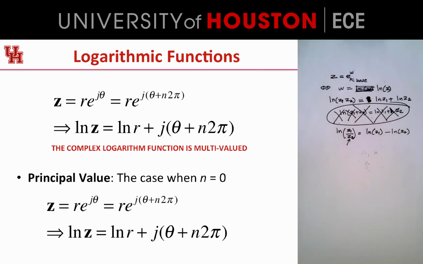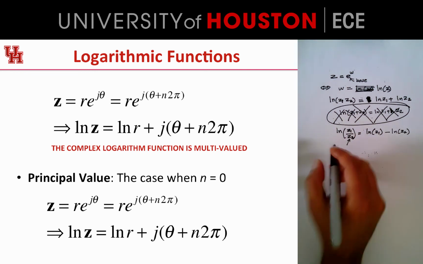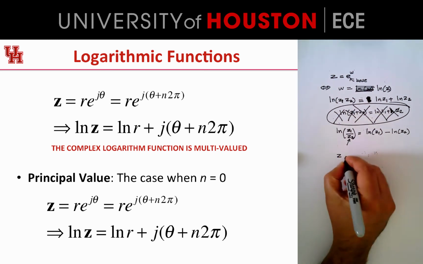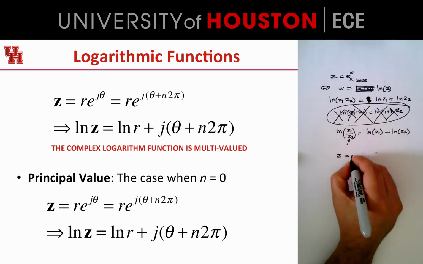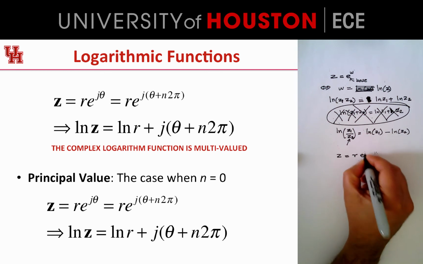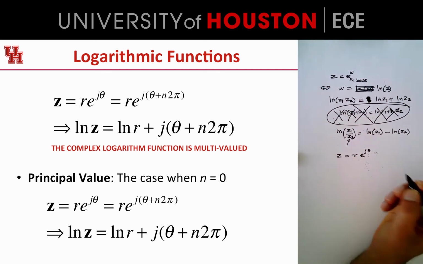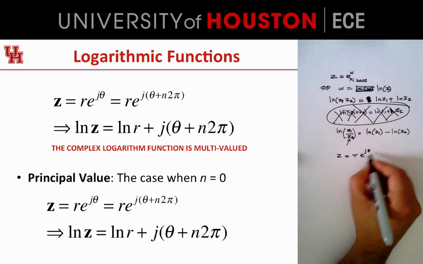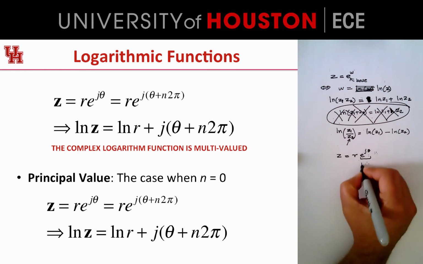Now, we can also work with logarithms in polar coordinates. So if the number z is written in polar form as r e to the j theta, then we know that this is a periodic function.